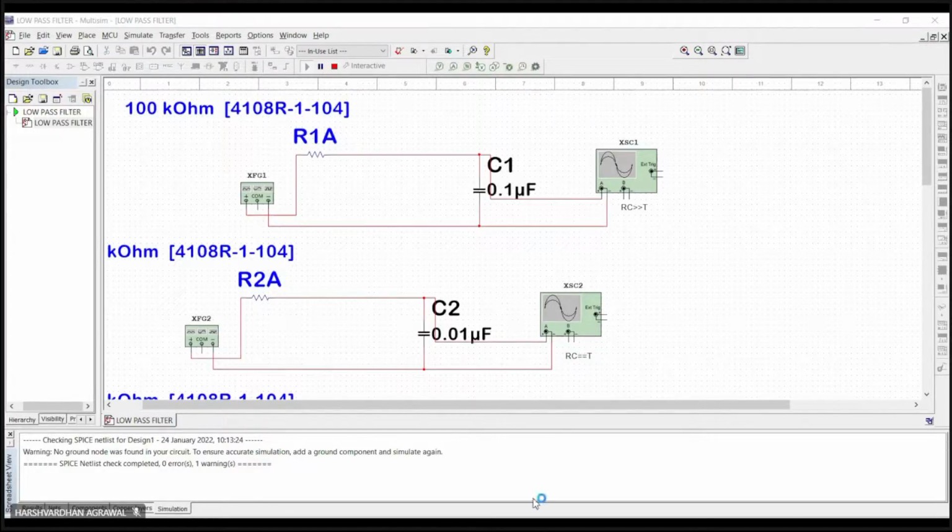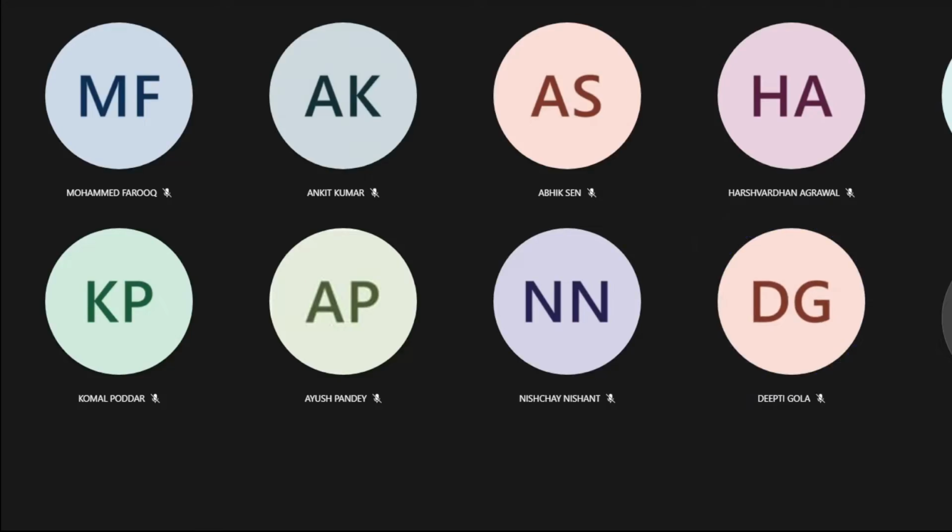Okay, Harshvardhan, please stop sharing your screen. Ma'am, is it okay now? Yes, fine.